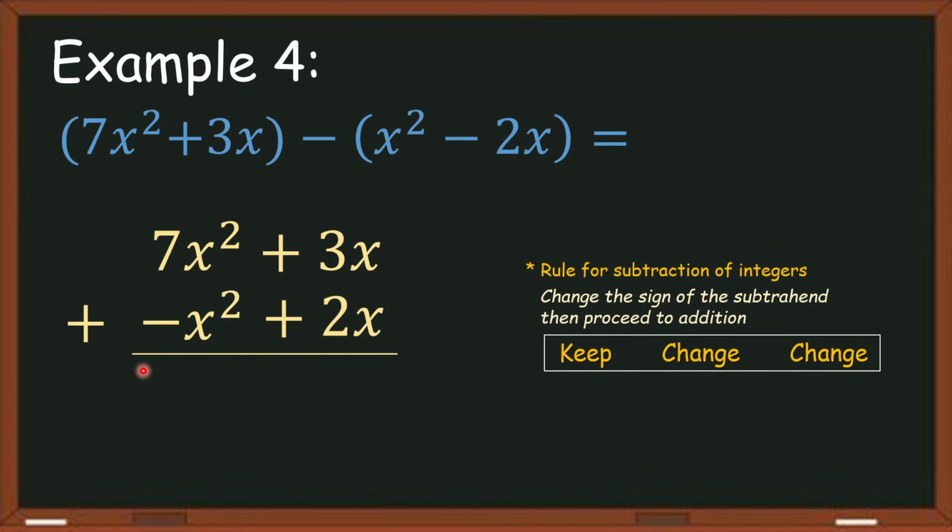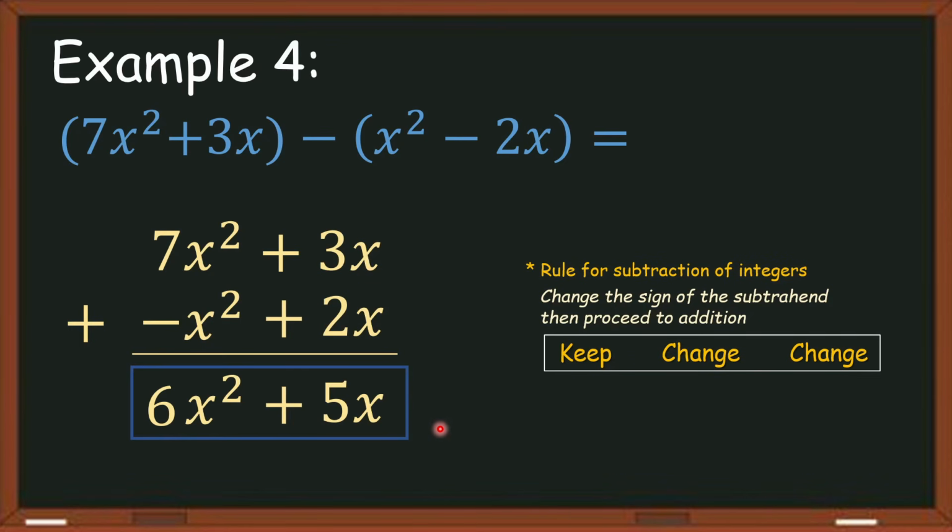Now mag-a-add na tayo. So 7 plus negative 1. So magkaiba ng sign. So all we have to do is to subtract. 7 minus 1. The answer is 6. Dahil positive yung sign ng mas malaking number, positive din yung sagot natin, which is 6. And then copy lang natin itong x squared. Bring down lang natin. And then add natin 3 plus positive 2. So simply, the answer is 5. And then, copy lang natin yung x. So the answer is 6x squared plus 5x.